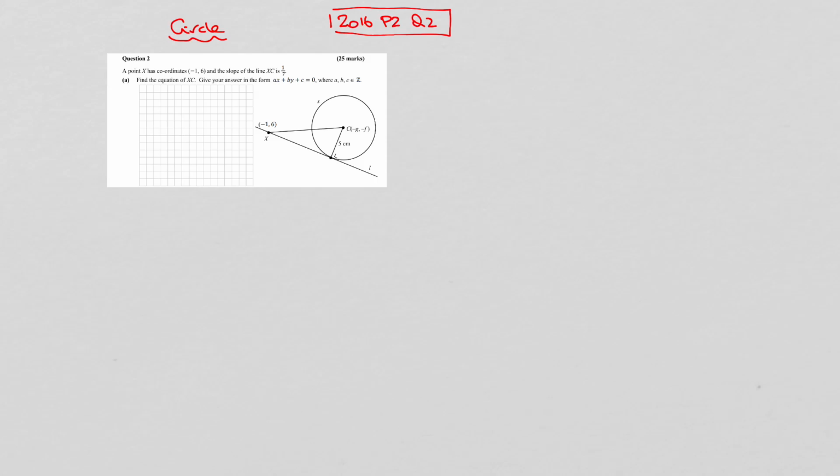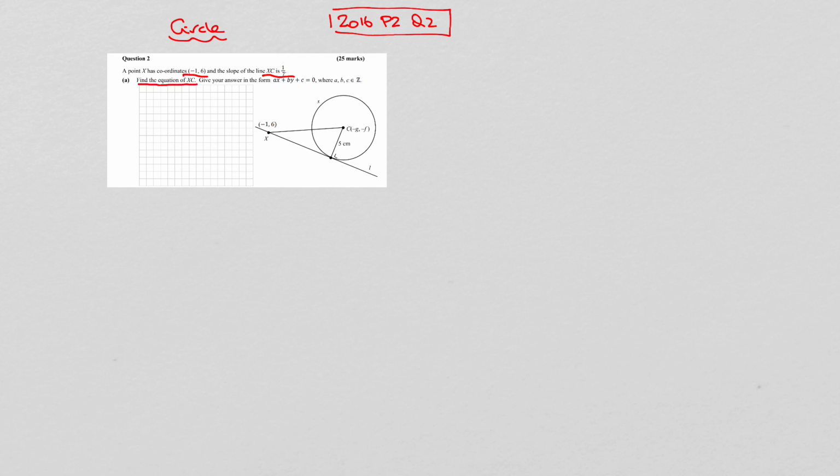2016, paper 2, question 2, circle. So in question 2 here we have a point X which has coordinates (-1, 6), and the slope of the line from X to the centre of the circle S is given by 1/7. So the first thing it asks us to do here is nice and straightforward.